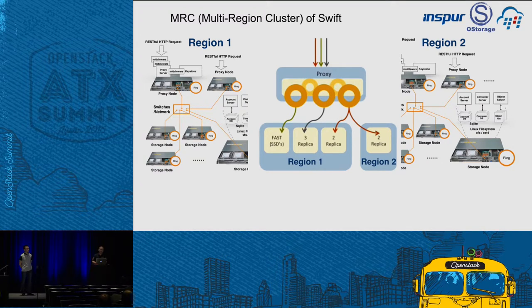It is very similar to what some storage systems call storage pools. So this storage policy in Swift is similar to storage pools in other storage systems. For example, in this cluster, we provide three different storage policies. Some data are stored in two regions with four replicas. And you can see there is another policy to store data with only three replicas, three replicas in one region.